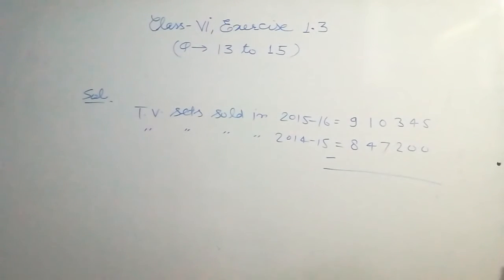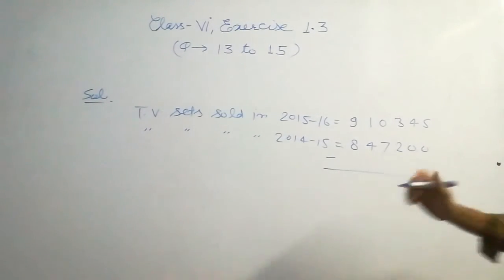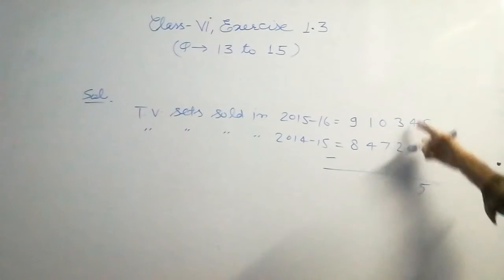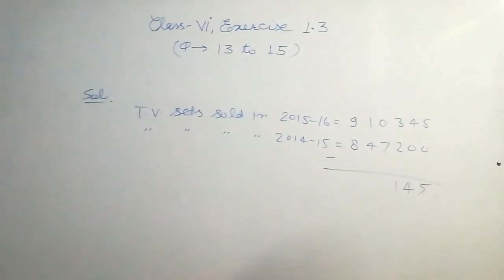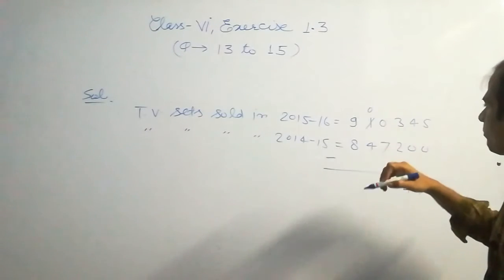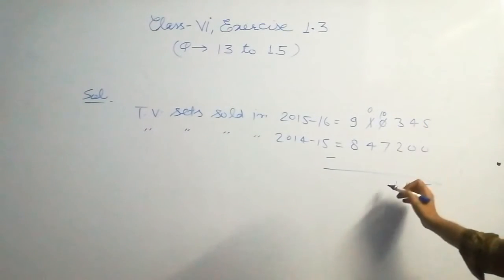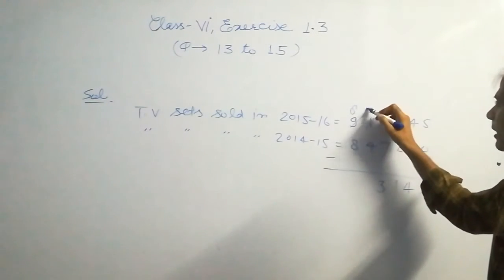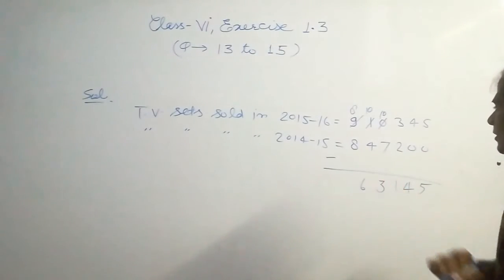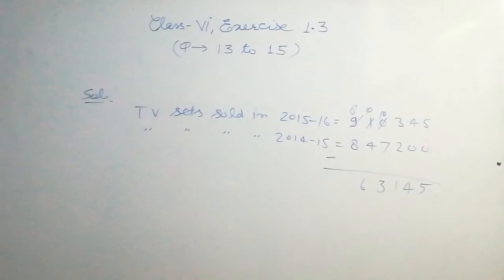Now I hope this is very easy, you can also solve this. So let's start. 5 minus 0, 5, 4 minus 0, 4, 3 minus 2, 1, and 0 minus 7 not possible, so take borrow and it becomes 10. So 10 minus 7, 3. Then again 0 minus 4 not possible, take borrow from 9, it becomes 10, and 10 minus 4 is 6. So let's check this subtraction again. Okay, the answer is correct.